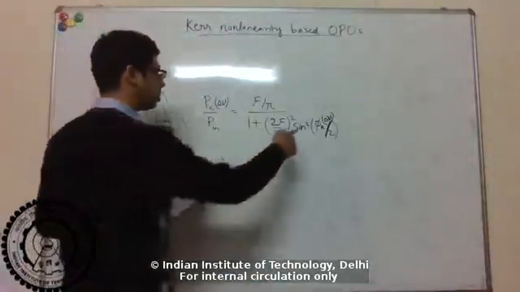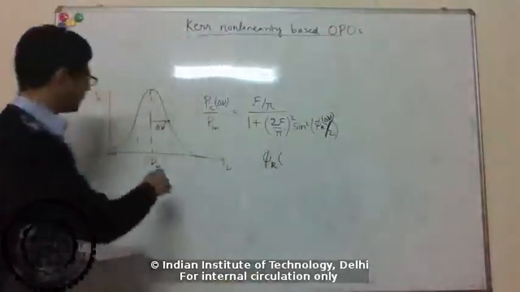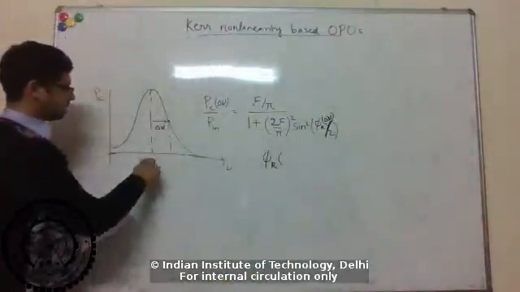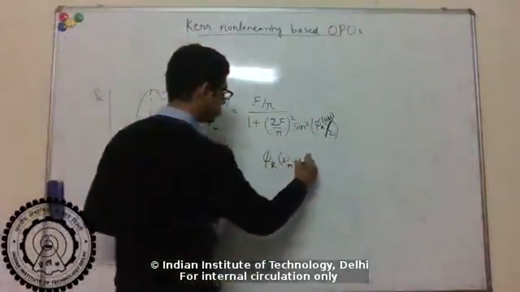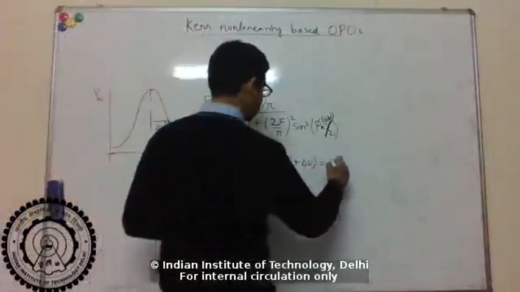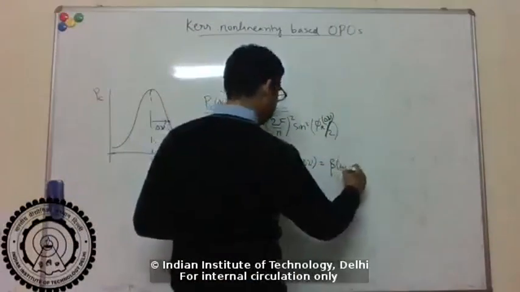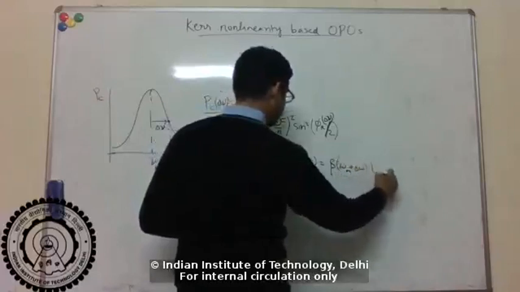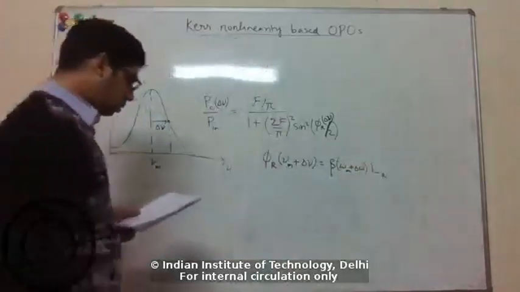Okay, so this round trip phase, at this point, frequency nu here, which is nu m plus delta nu. So again, that's beta, the propagation constant at that frequency, times the round trip length of the cavity.